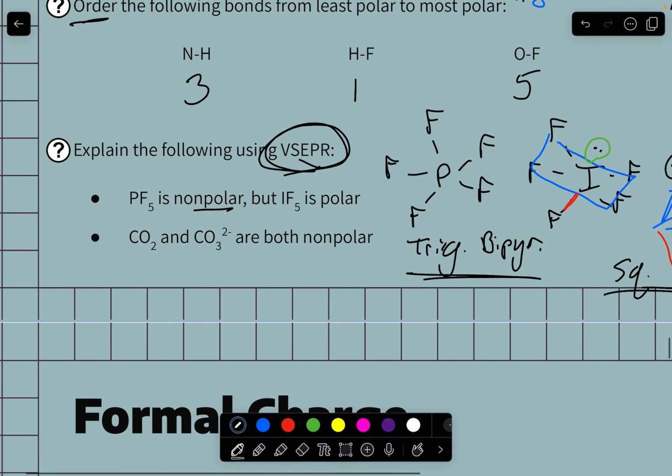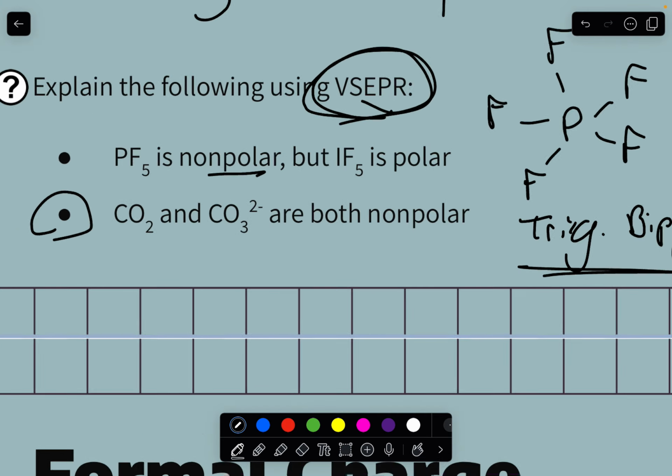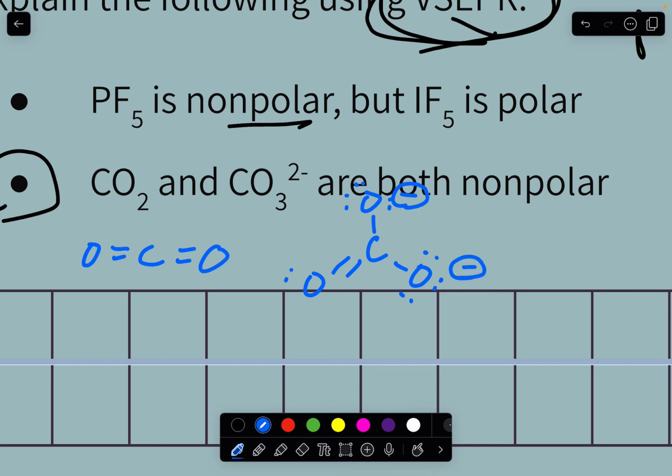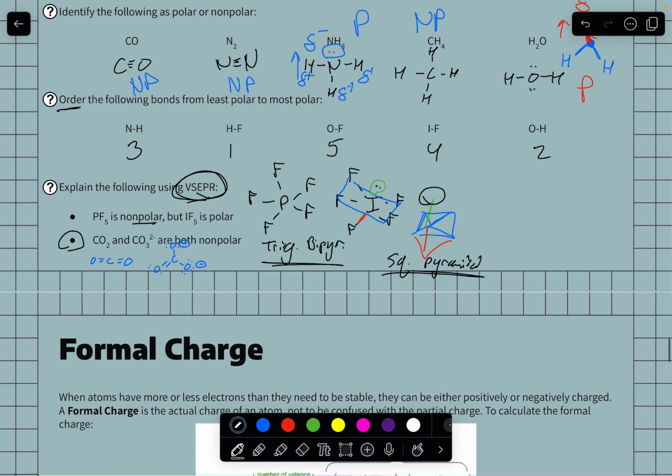Okay, I want you to do the same thing with CO2 and CO3 2 minus. Okay, so CO2 looks like that. And CO3 2 minus looks like this. Okay, so each of those 2 oxygens on the right have a negative charge. Okay, so I want you to think about the geometries here and explain why they are both nonpolar.